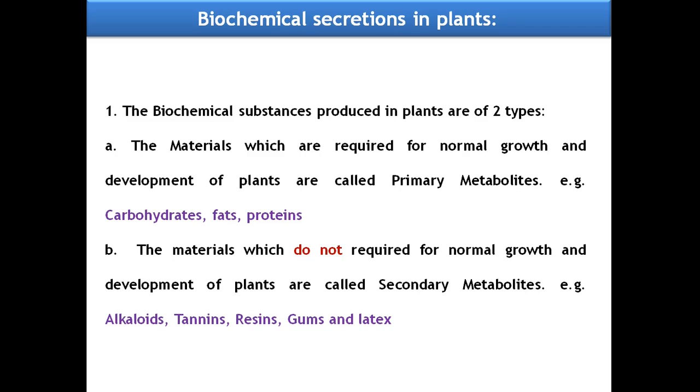Let us see the examples of secondary metabolites: alkaloids, tannins, resins, gums and latex. Though plants secrete these chemicals for their own benefit, human beings have found uses of these chemicals for our own benefit. Let us discuss the secondary metabolites one by one.